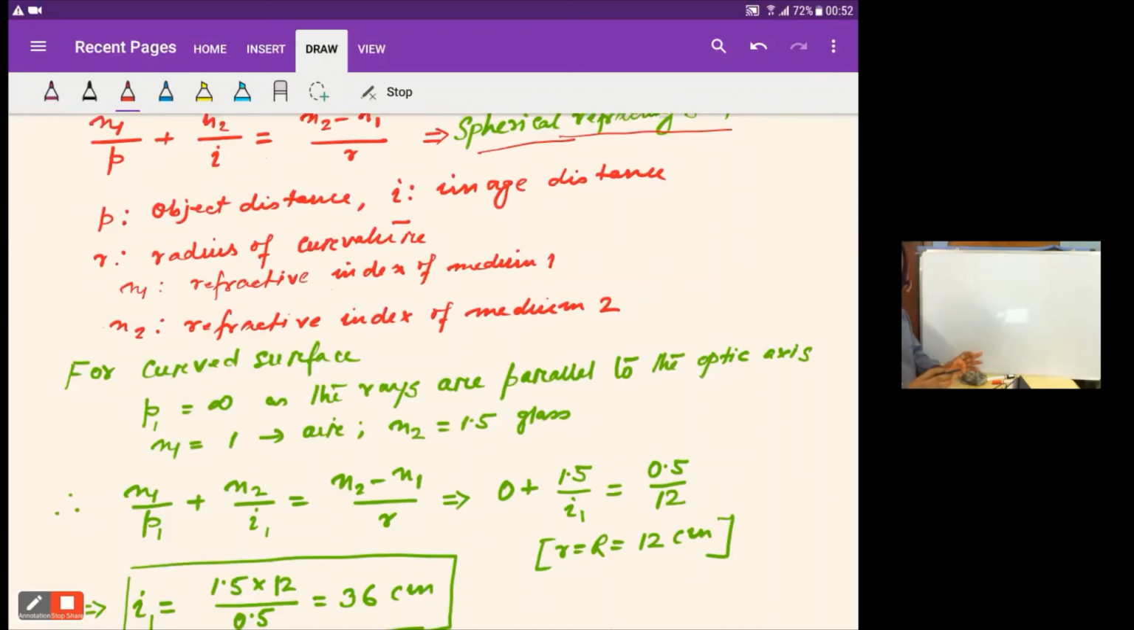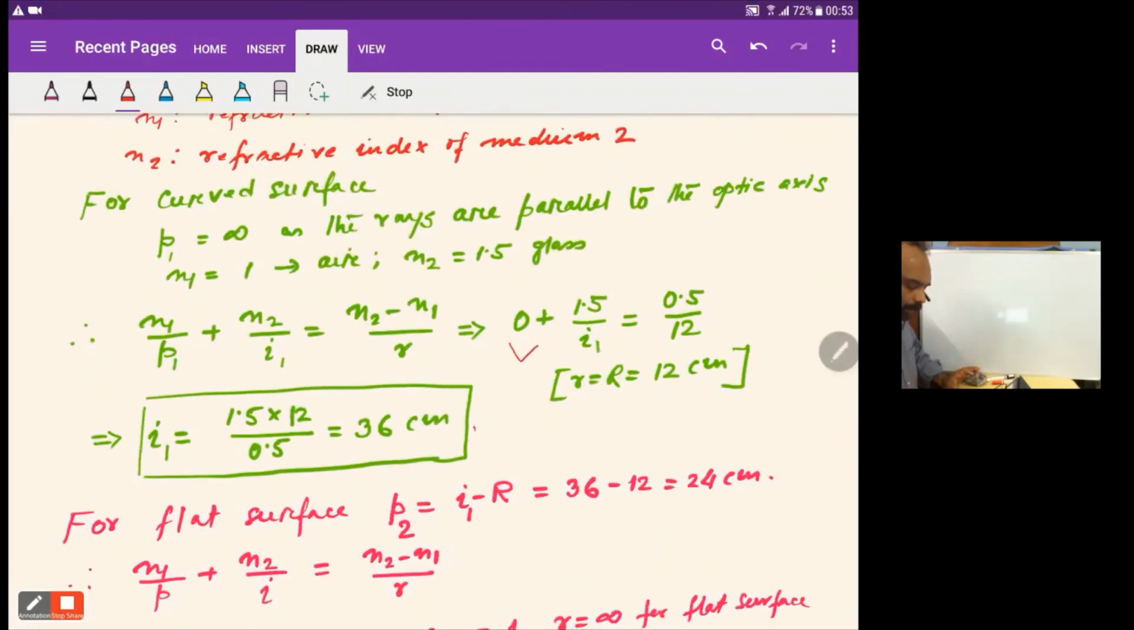So n1 by p1 plus n2 by i1 is equal to (n2 minus n1) by R. p1 is infinite, so that gives me 0. n2 is 1.5 by i1 is equal to (n2 minus n1), which is 0.5, divided by R, that is the radius of curvature, which is 12 centimeter. Therefore, i1 is 36 centimeter. Now, this is for the curved surface.